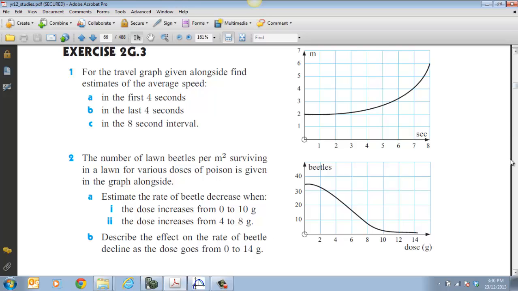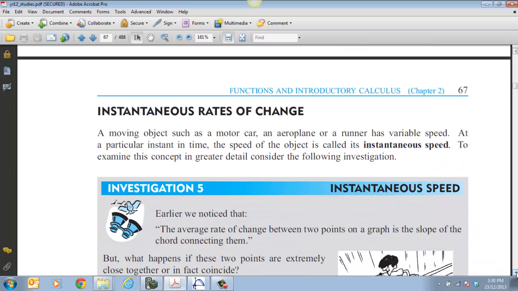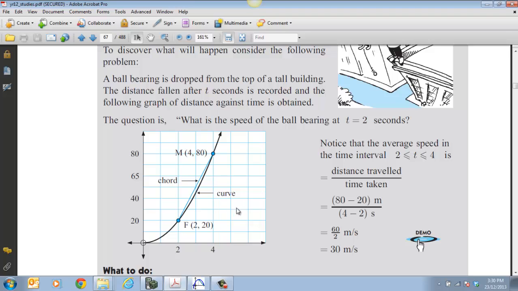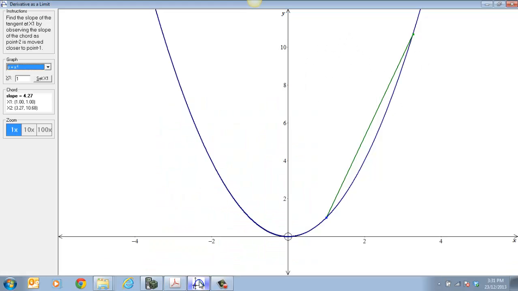Now, to work out the instantaneous speed, what we need to do is work out the tangent at that particular time. So I'm going to show you a little demonstration I think will hopefully help you. And this is the concept when we start looking at calculus, which is our major topic this year.